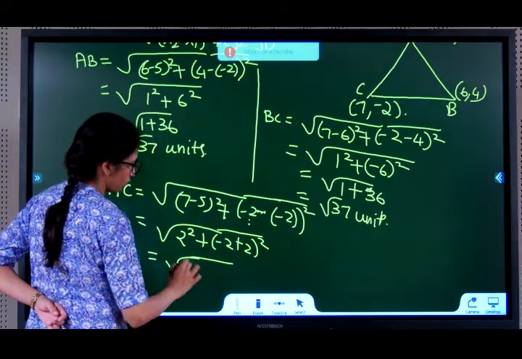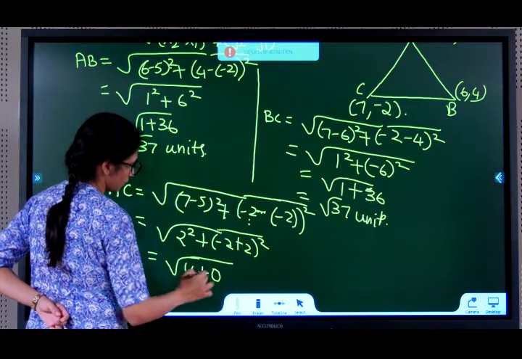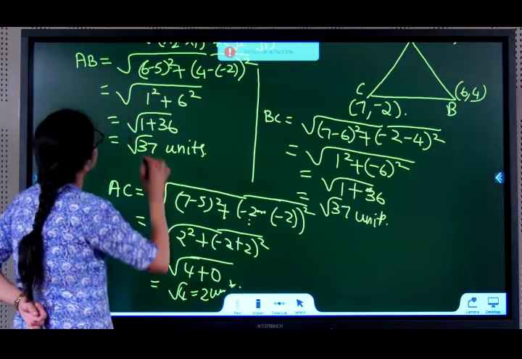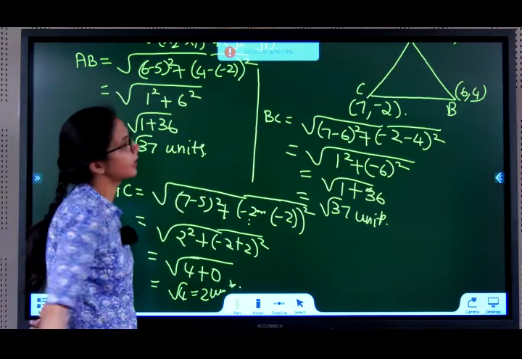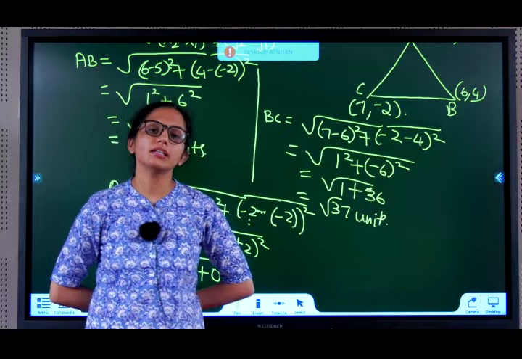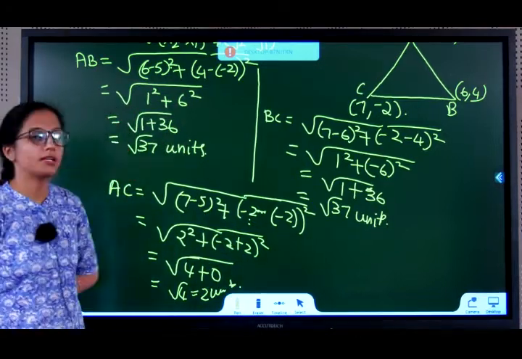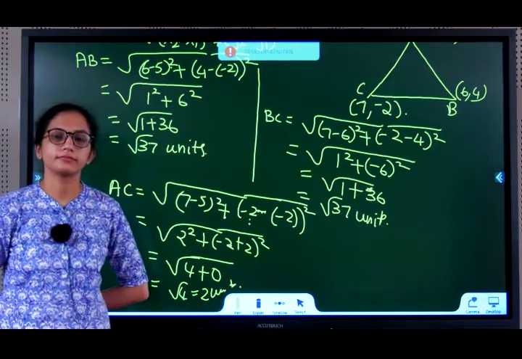Root 4 minus 2 plus 2, 0. 0 square, 0. Root 4 which is 2 units. As you can see, AB is equal to BC. Therefore, it forms an isosceles triangle. Why? If any two sides in a triangle are equal, it forms an isosceles triangle.